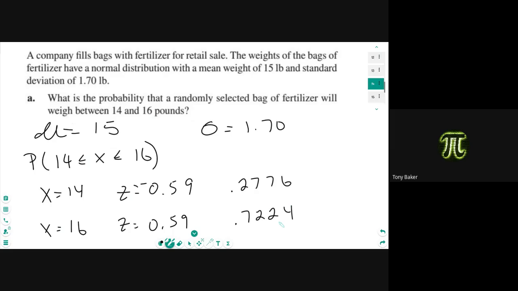Okay. What am I going to do with those two? Let's subtract them. They're both coming from the left, right? So if we looked at my little curve, I'm looking between them. So I want to take off this part down here from the big part. So I'm going to subtract those two. So that gives me what? All right. So the probability that a randomly selected bag of fertilizer will weigh between 14 and 16 pounds is less than 50%.